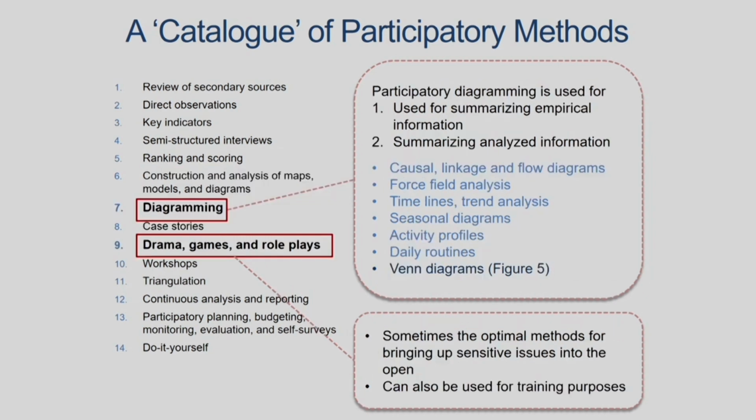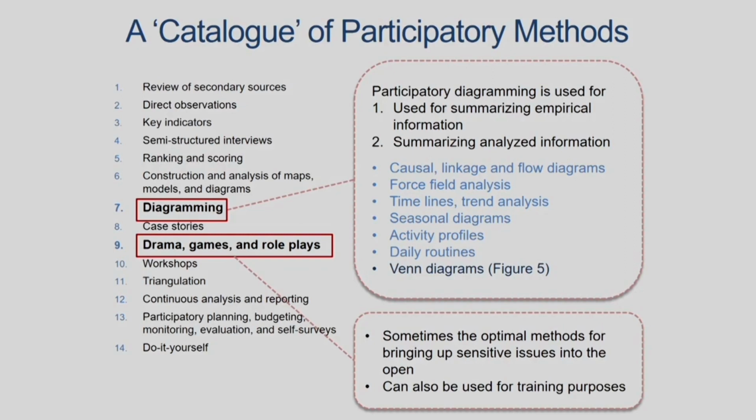Diagramming, as opposed to social mapping, is another important method of collecting information. Participatory diagramming is used for summarizing empirical information, summarizing analyzed information and so on. It can be in the form of causal linkage and flow diagrams, force field analysis, or in the form of seasonal diagrams, activity profiles, daily routines and Venn diagrams.